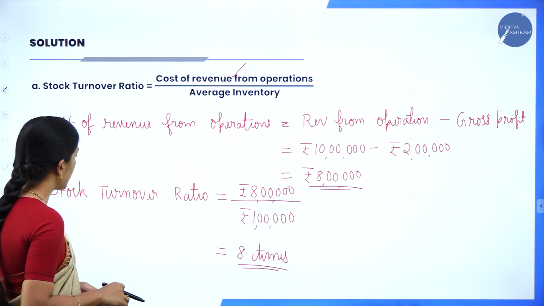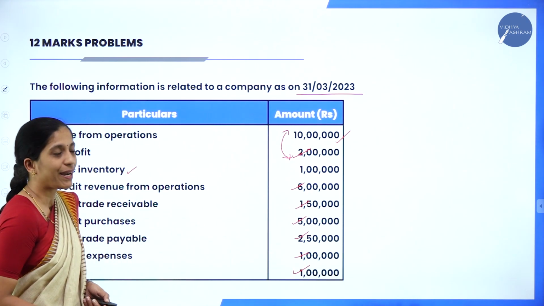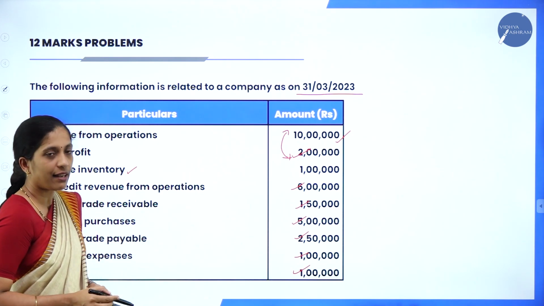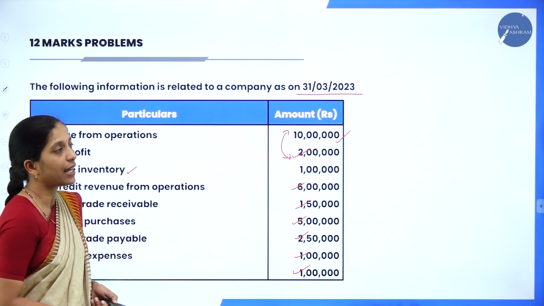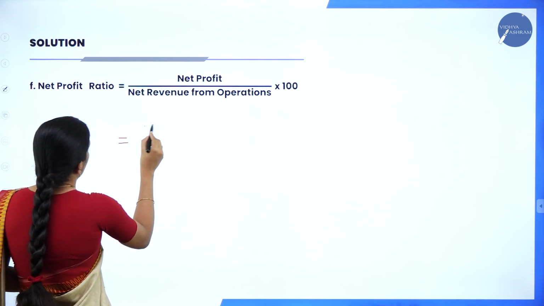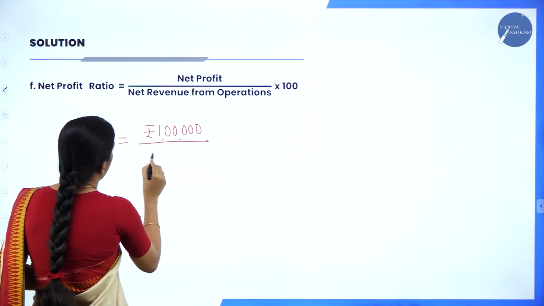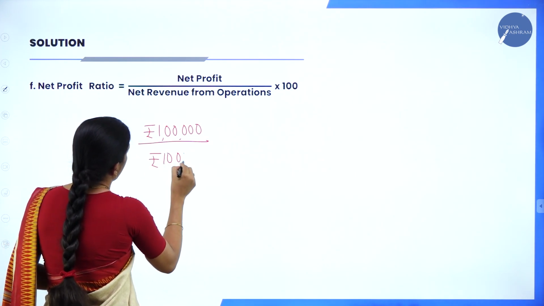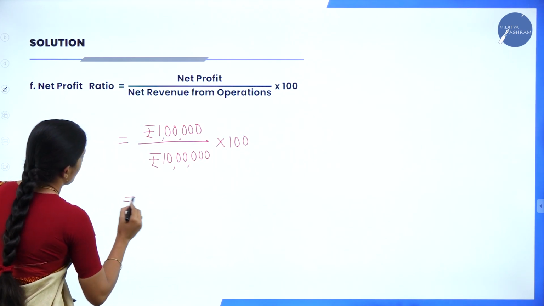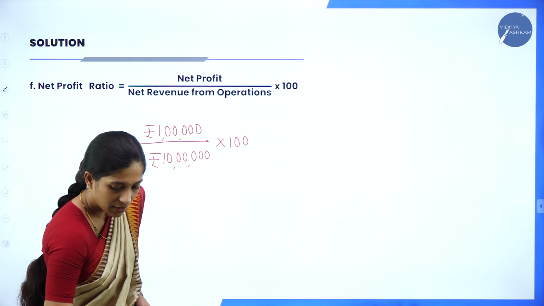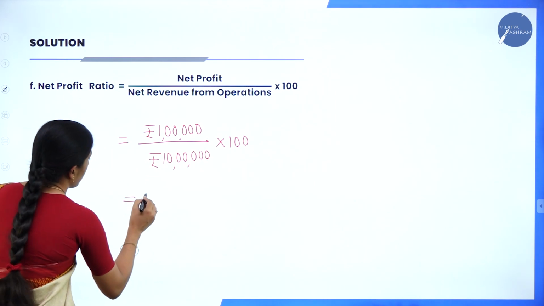Now let us see what is the net profit they have given. So net profit is 1 lakh divided by net revenue from operation is 10 lakh. So 1 lakh, that is net profit, 1 lakh divided by 10 lakh into 100. That is equal to rupees 1 lakh divided by rupees 10 lakh into 100. So 1 lakh divided by 10 lakh into 100. So this will be 10%.